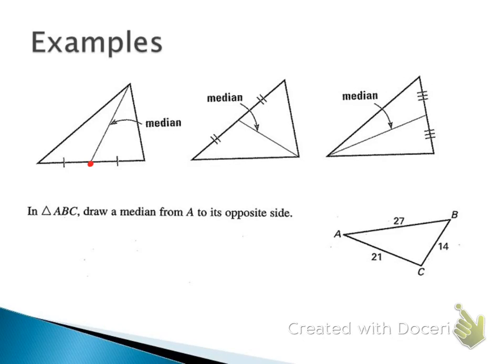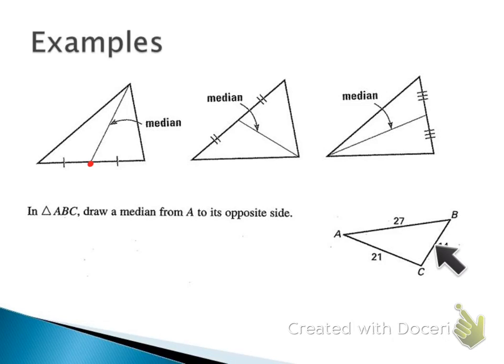We're going to copy down examples on the next slide, but this is an example of what we're about to do on the next slide. We have to draw a median from angle A or vertex A, point A, to its opposite side. Which side length is opposite A? CB. Okay, if we're going to a side, it should have two letters. Side CB is opposite angle A.